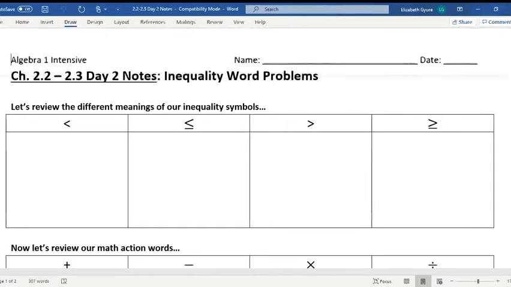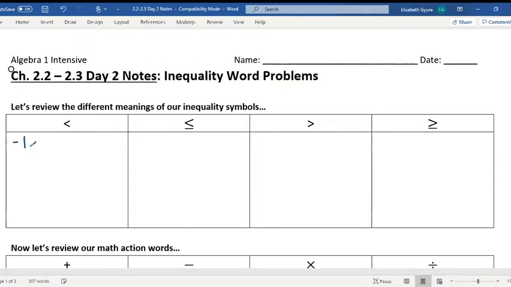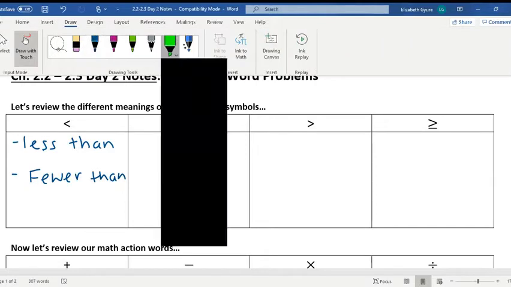And this is all in day 1 of your packet too. So if you're not sure, go back and look at your 2.1 notes. So this is less than. Does anyone remember what else we said for this? Asia? Fewer than. Good. So this could mean less than or fewer than.